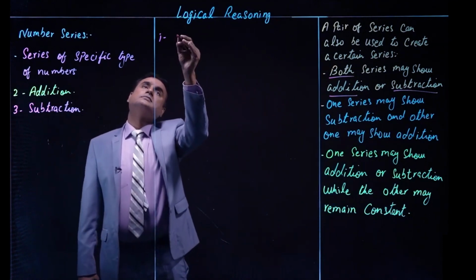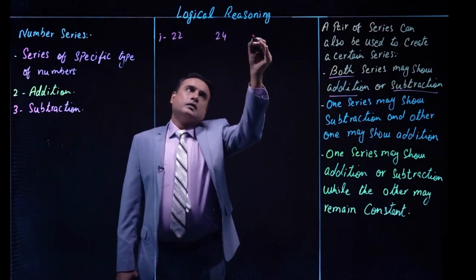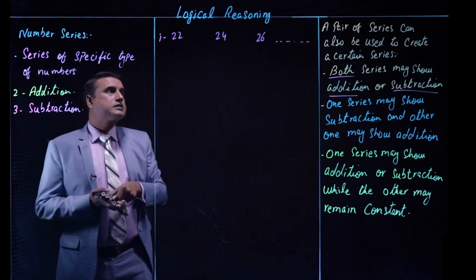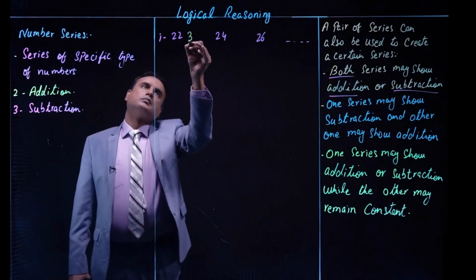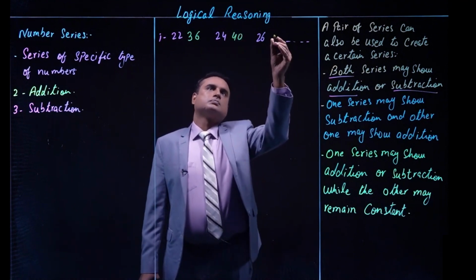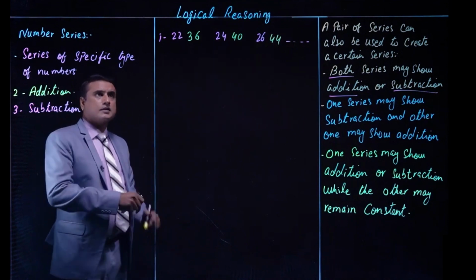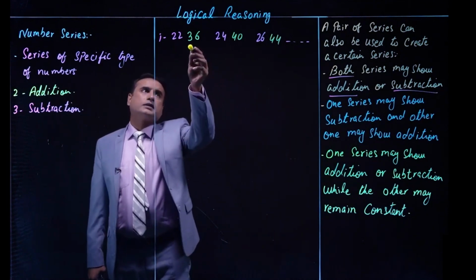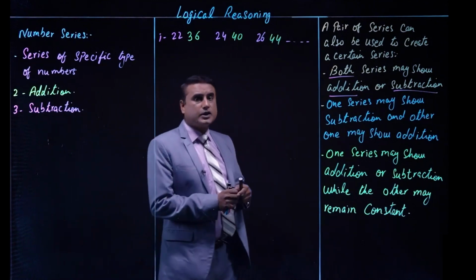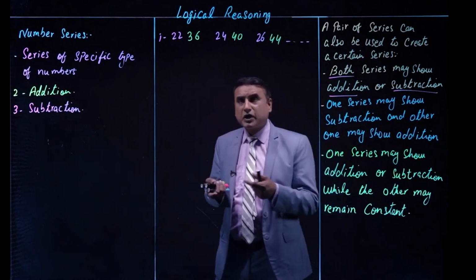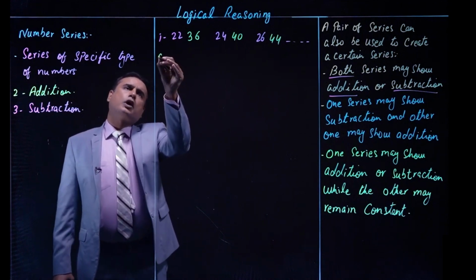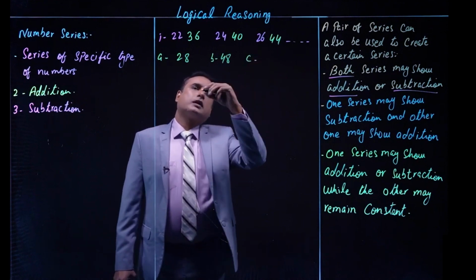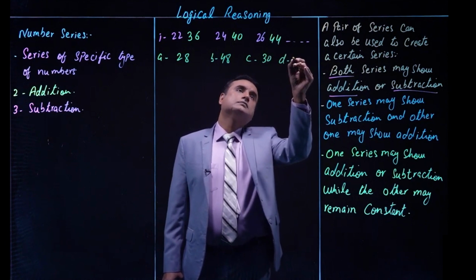For example, there is a series and there is another series that actually shows, now we have a series with us 22, 24 and 26. This series is showing the addition of 2. And then we have another series 36, 40 and 44. This series is showing us the addition of 4. Now both are using the same method, the same function, but with a variance. And I am giving you the options like it must be 28, beta 48, Charlie 30 and delta 52.